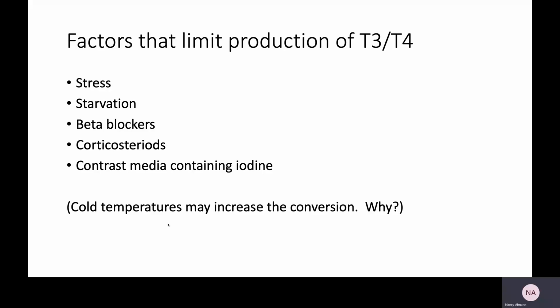Now, what will limit the production of these 2 crucial hormones? Stress, starvation, beta blockers, corticosteroids, which are hormones that are produced by the adrenal cortex, hence the name cortico, and contrast media, which contains iodine. Cold temperature may increase the conversion of T4 to T3.